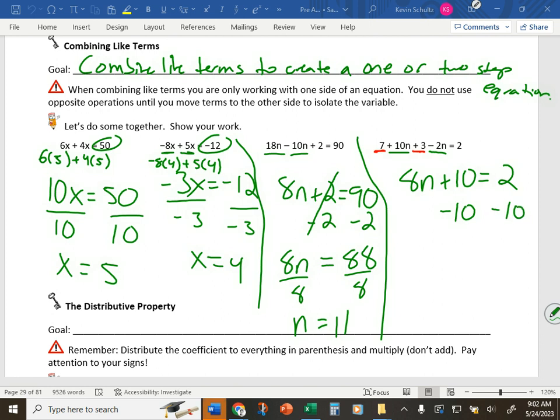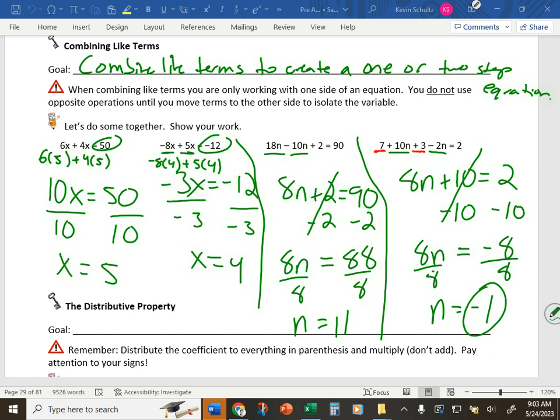Because we want to know, what does 8n have to be so that when we add 10 to it, we get positive 2? Well, 8n has to be -8, because -8 plus 10 will bring us to positive 2. And we solve for this by doing opposite operations. We subtract 10 from 10 to cancel that out. We're moving it over to the other side. And now, since we're multiplying, we'll be dividing. And -8 divided by 8 equals -1.